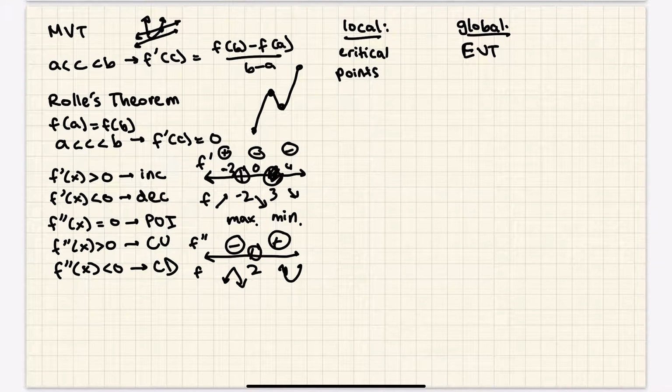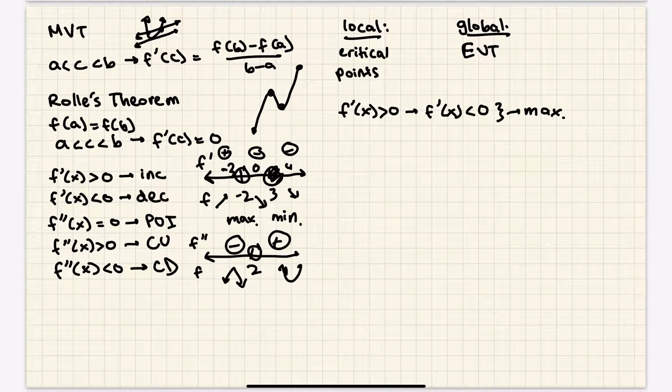Now, the first derivative test says that if the derivative is greater than 0 before the critical point, and then less than 0 after the critical point, basically it's increasing before and decreasing after, then it is a maximum, a local maximum.